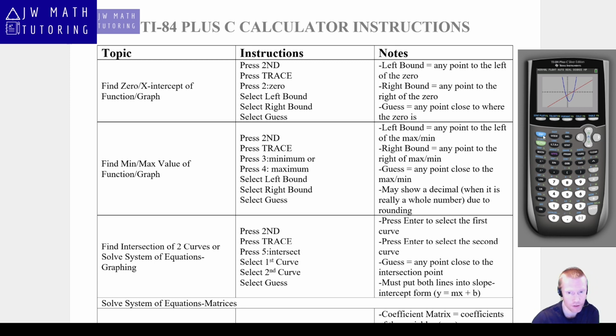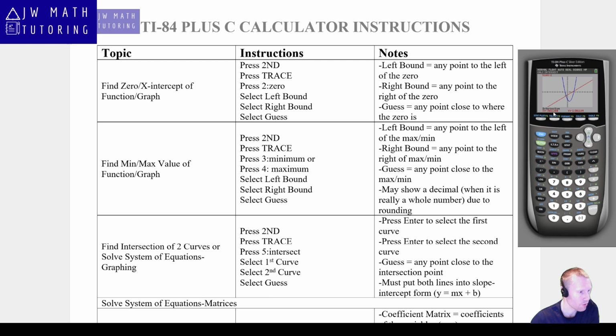The way we can find those intersection points, we just go to second and trace. To go back to the calculate menu, we go down to option 5, intersect. Now it'll say first curve, and it's selected the quadratic function that I have in y1. Just hit enter. It asks now for the second curve, and this is the line that I had in y2. Just hit enter. And now for a guess, I just move the cursor over as close to the intersection point as possible, and I hit enter.